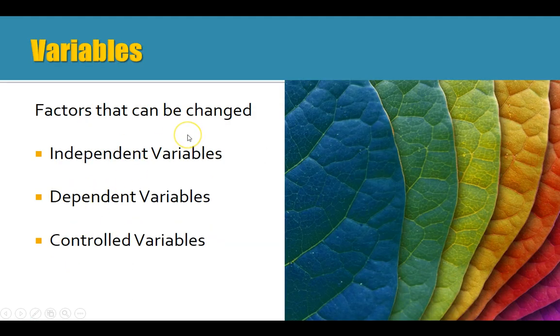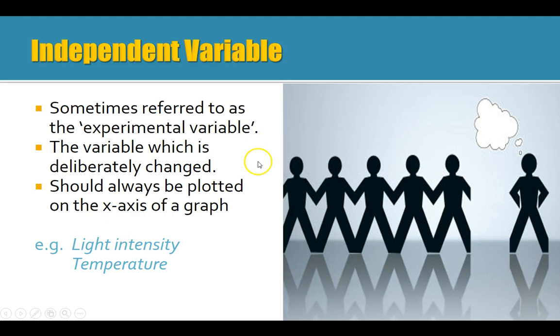So the variables that we need to identify, firstly we need to identify the independent, dependent, and controlled variables. So the independent variable is sometimes referred to as the experimental variable, and it's a variable that is deliberately changed. And this variable should always be on the x-axis. So if we're looking at photosynthesis in plants, for example, and we're changing the light intensity, then the light intensity in this case would be the independent variable, because we are changing the light intensity to see how that impacts on a plant's ability to photosynthesize.